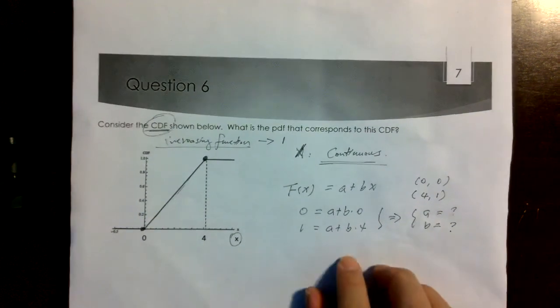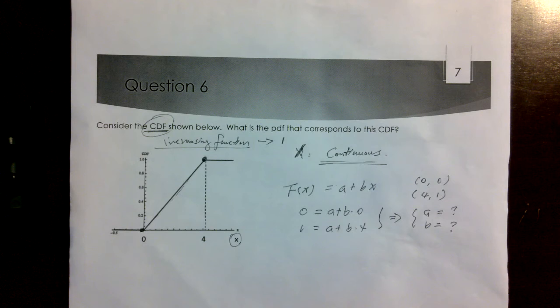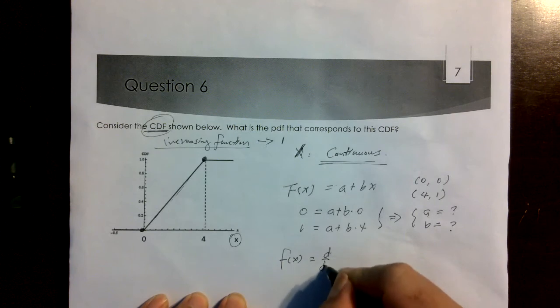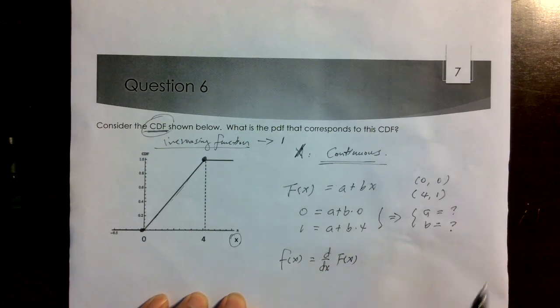Now, from this function, how do we find the PDF, the density function? Remember the density function is the derivative of the cumulative function. So from here you can find what the PDF is. All right, so that's all for our quick summary.